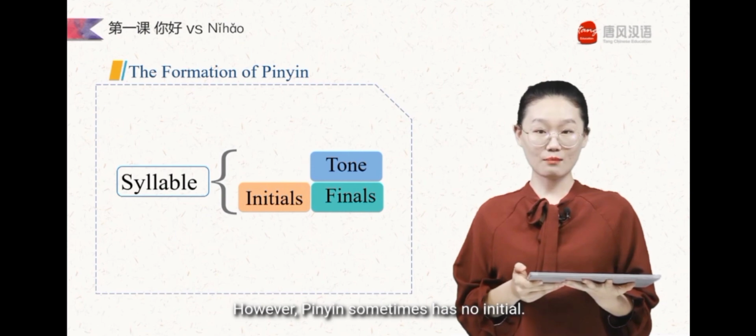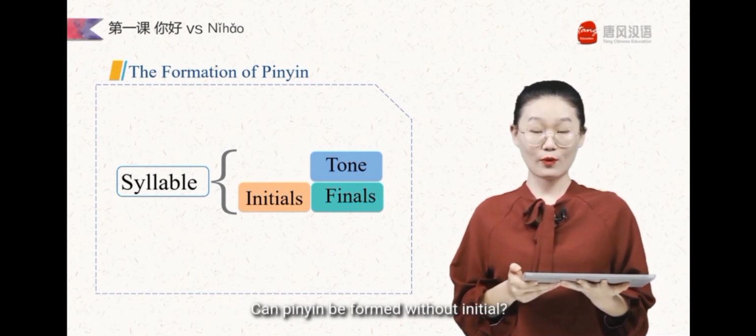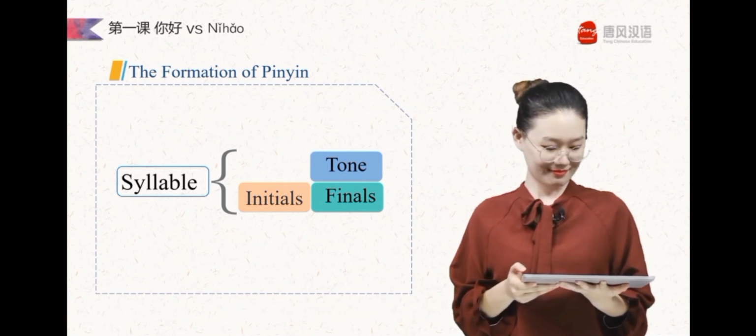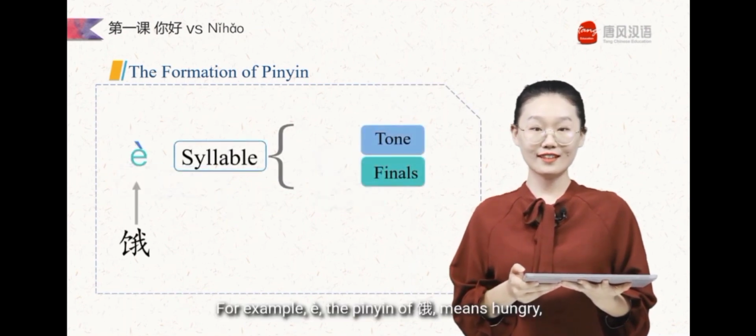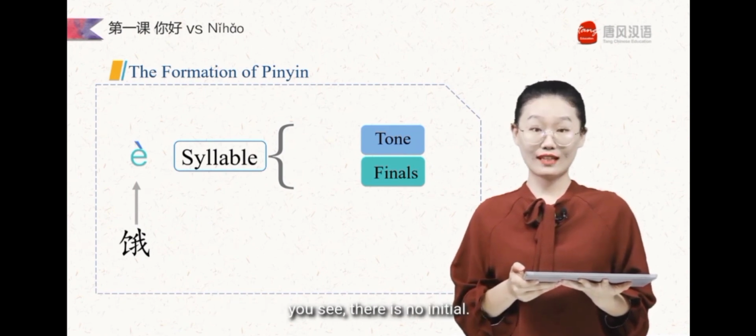Initial is one of the components for pinyin. However, pinyin sometimes has no initial. Can pinyin be formed without initial? Yes, it can. For example, 饿, the pinyin of 饿 means hungry. You see, there is no initial.